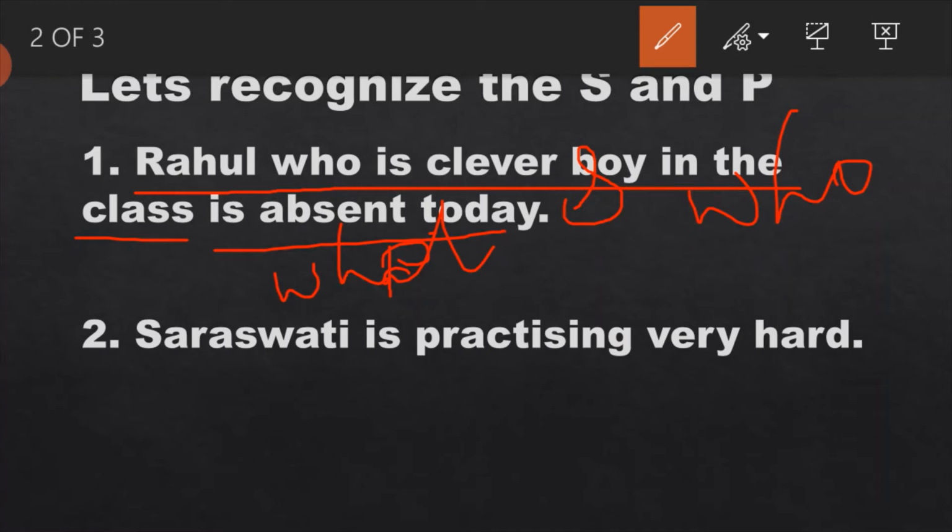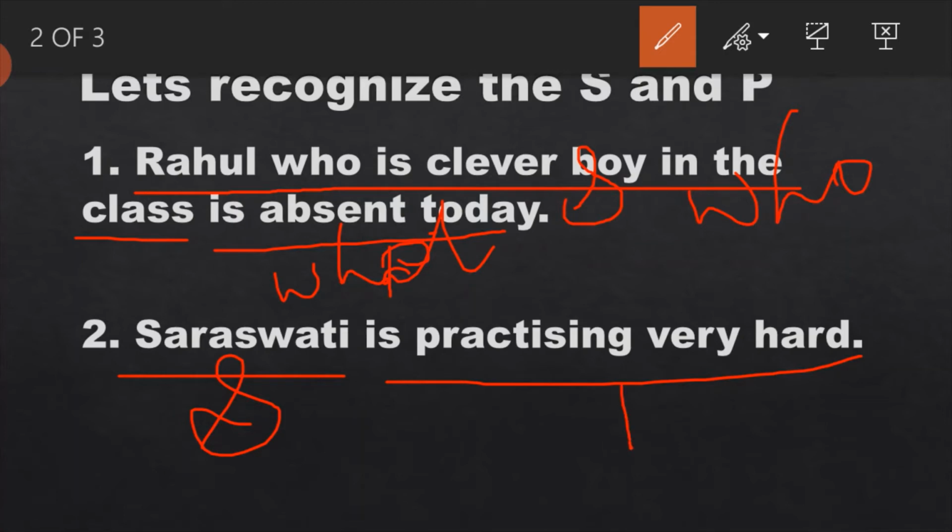Let's have one more example. Saraswati is practicing very hard. Who? Saraswati. So Saraswati is the subject of the sentence and the rest part of the sentence is the predicate. So in this way we have to recognize subject and predicate.